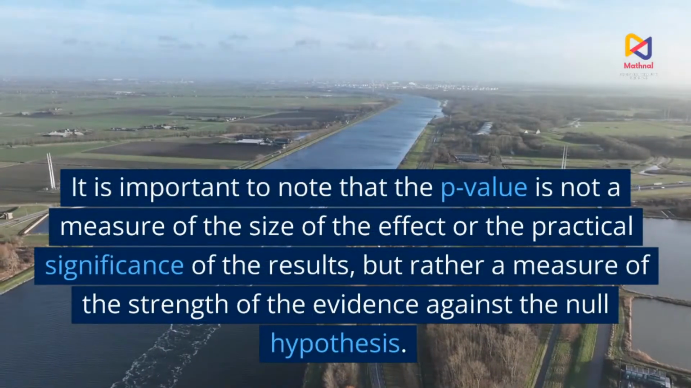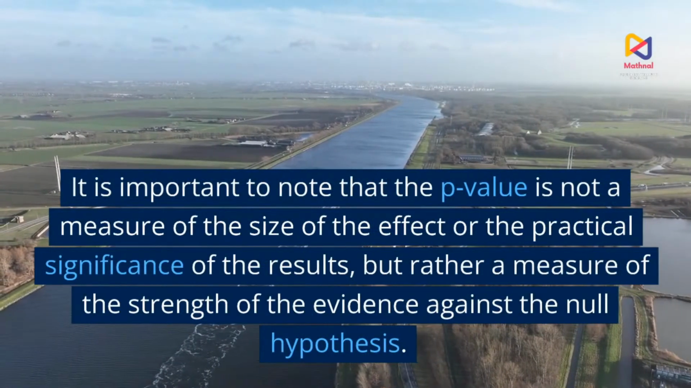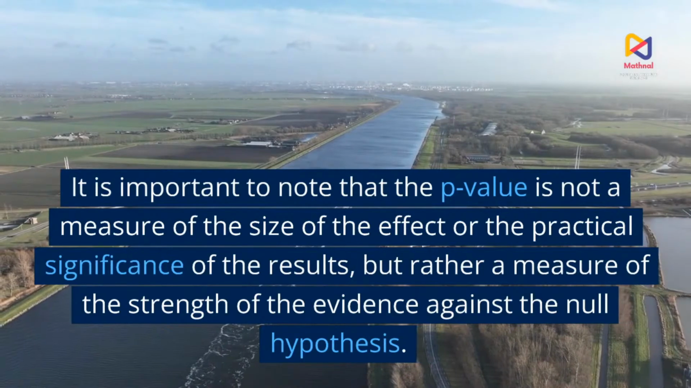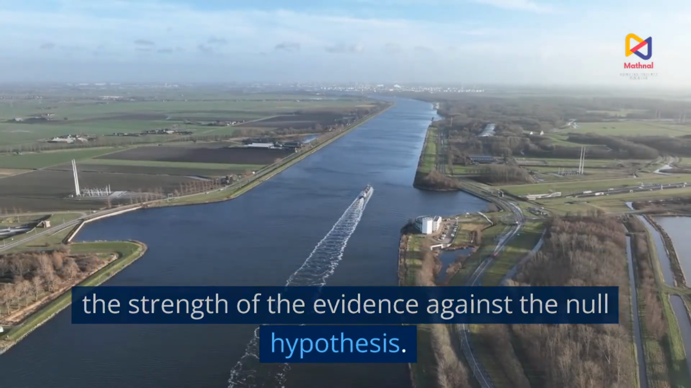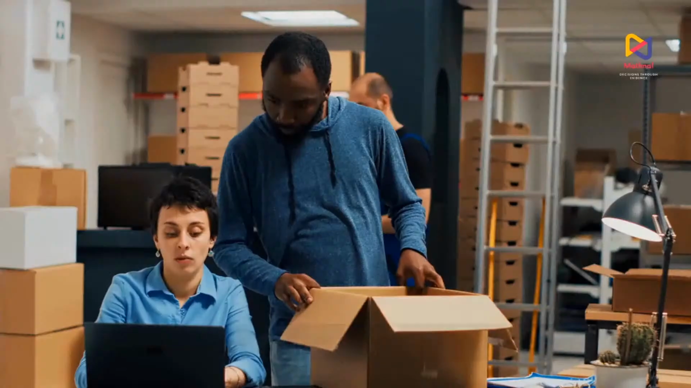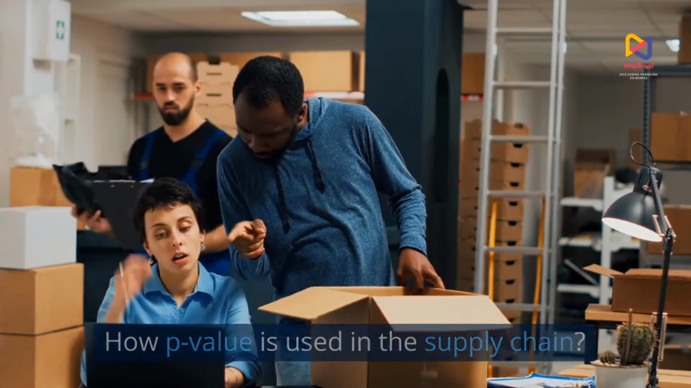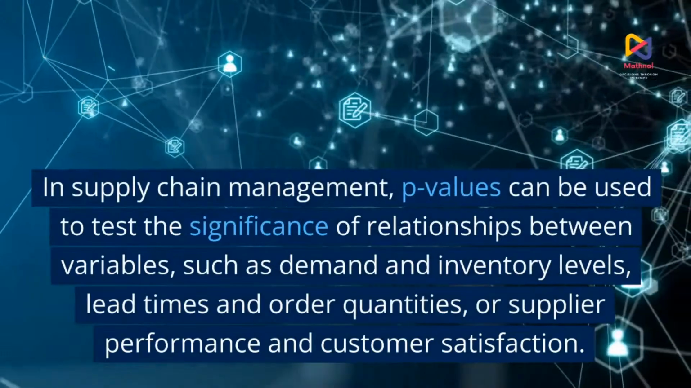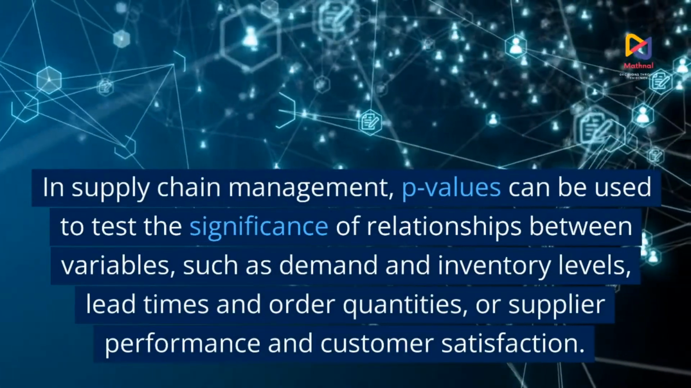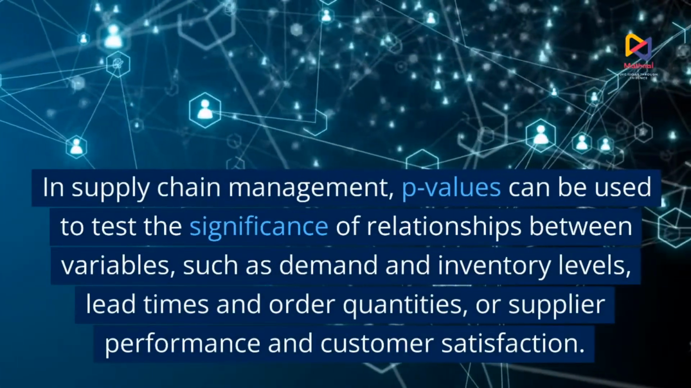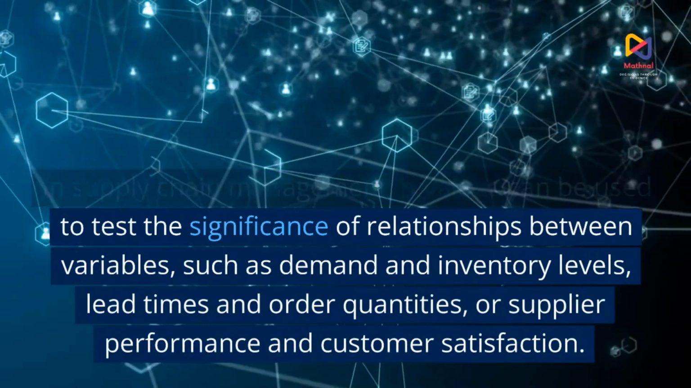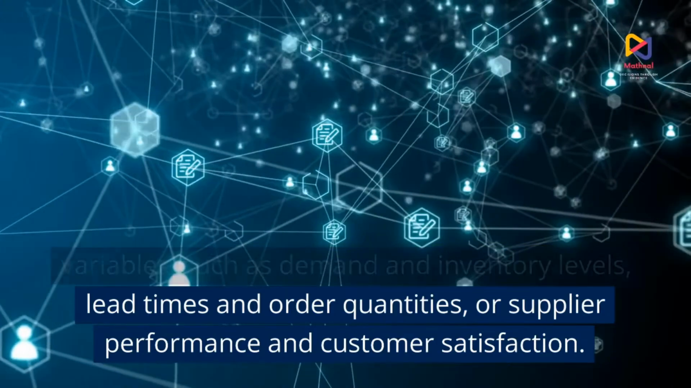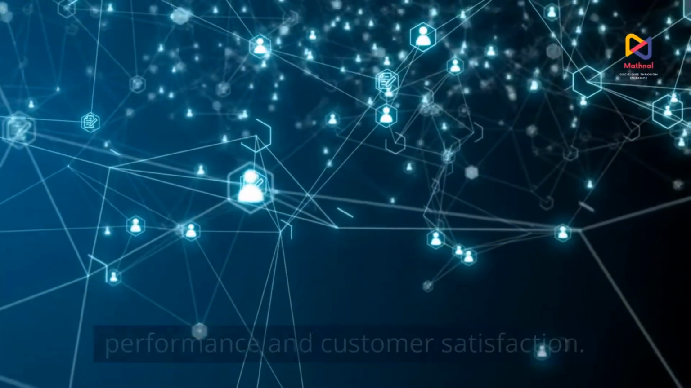It is important to note that the p-value is not a measure of the size of the effect or the practical significance of the results, but rather a measure of the strength of the evidence against the null hypothesis. How is the p-value used in the supply chain? In supply chain management, p-values can be used to test the significance of relationships between variables, such as demand and inventory levels, lead times and order quantities, or supplier performance and customer satisfaction.